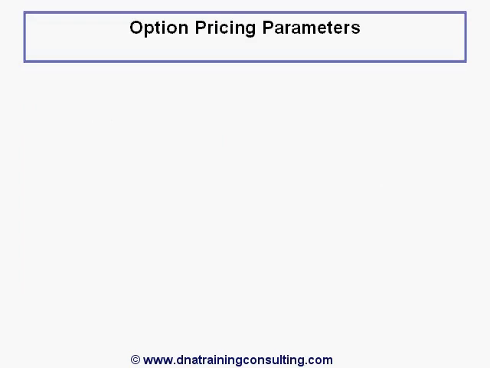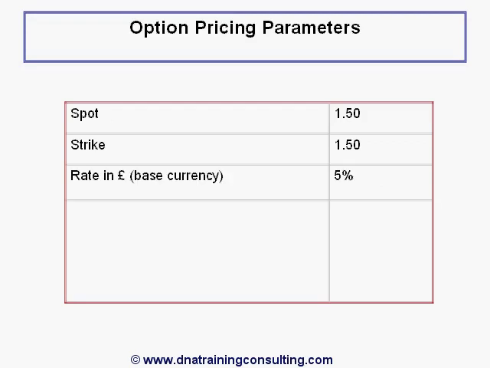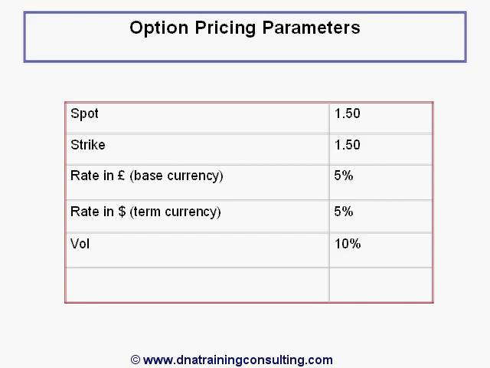We begin by pricing sterling calls and puts under the following conditions: spot 1.5, strike 1.5, rate in sterling, the base currency, 5%, rate in dollars, the term currency, 5%, vol 10%, and tenor in years, 0.5.